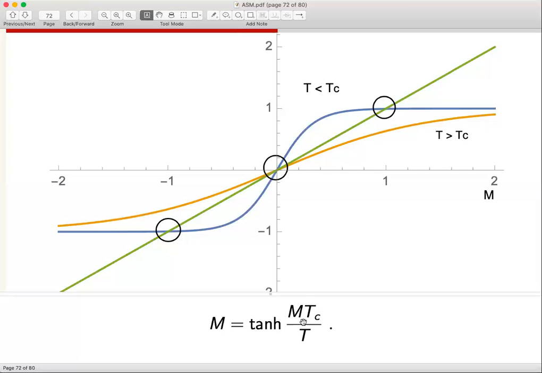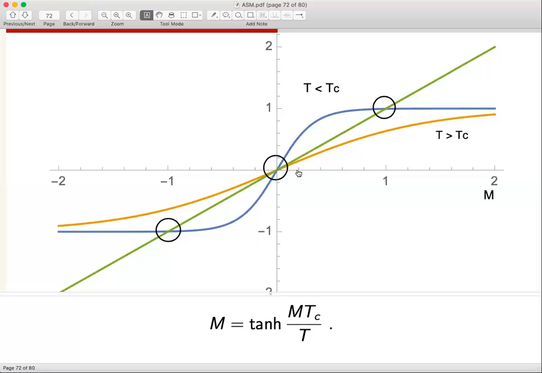Yes, the tan hyperbolic with the argument. If you have a tan hyperbolic with argument less than 1 times m, then that tan hyperbolic would not cross a straight line with slope 1 more than once. It will cross only at the origin, and after that it will not cross again. Taking the argument less than 1 means that T is larger than Tc, and that is the phase we would have called a paramagnetic phase.